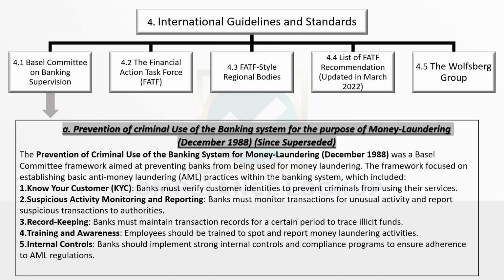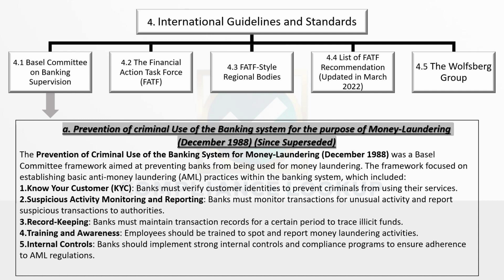4. Training and awareness. Principal banks should train their employees to recognize signs of money laundering and educate them on how to report suspicious activities. For example, banks would organize regular training sessions for employees to help them spot warning signs of money laundering, such as unusually large cash deposits or transactions involving high risk countries. Employees would be trained on how to file SARs when necessary.